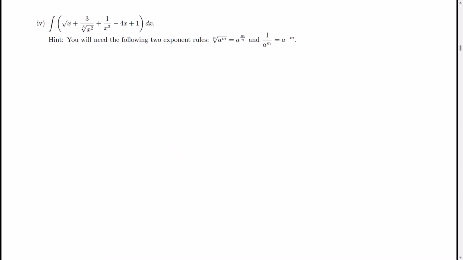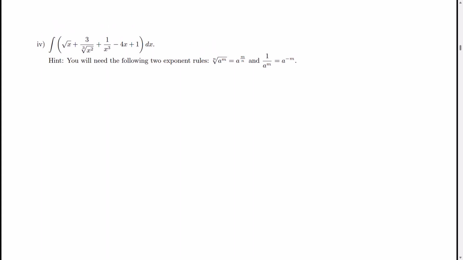Now let's look at example number 2, part 4. This is going to be most likely the most difficult one so far. And why is it difficult? It's difficult because I have a bunch of radicals or square roots. I have a bunch of x's in the denominator. So I have to be very careful with how I approach this problem. And I'm giving you a couple of hints here so you know what to do.